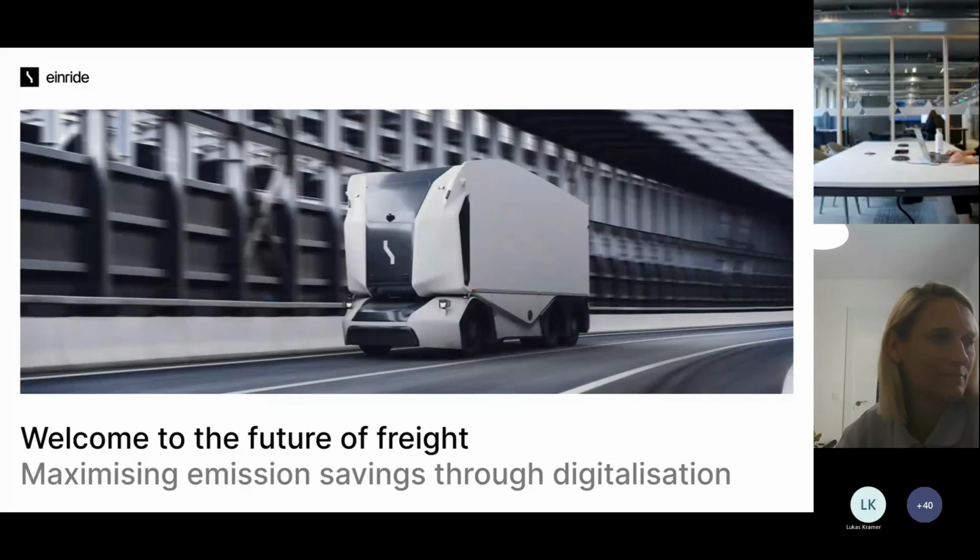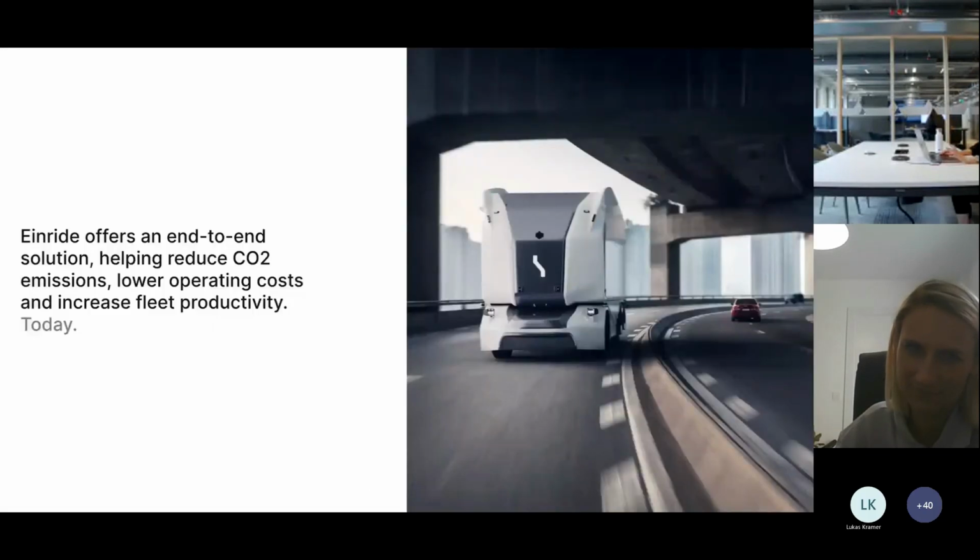I will guide you through our technology, through what we're doing and how we maximize our emission savings with our electrical and automated freight solutions. First of all, for those who are not familiar with Einride, we are the Stockholm-based company providing an intelligent freight service. We were founded in 2016, and we have been actively operating on the market for over 2 years now. We were the first company in the world to put an autonomous electrical truck on a public road.